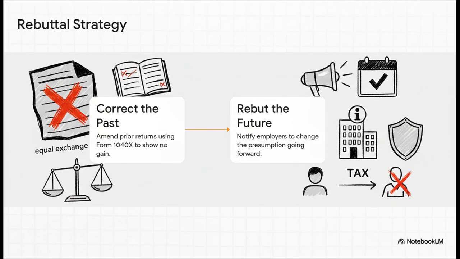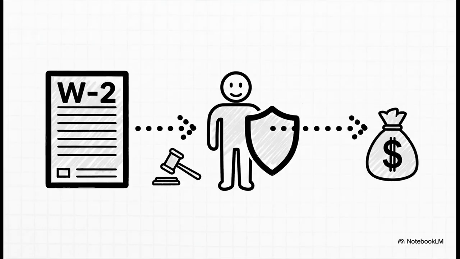First, you look backward. You correct the record for past tax years, recharacterizing your wages as a non-taxable equal exchange. Then, you look forward. You proactively put your employers on notice to change that default presumption for all your future pay. Now, this entire strategy hinges on one critical legal concept: the rebuttable presumption.